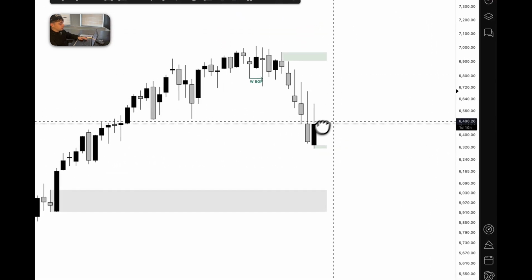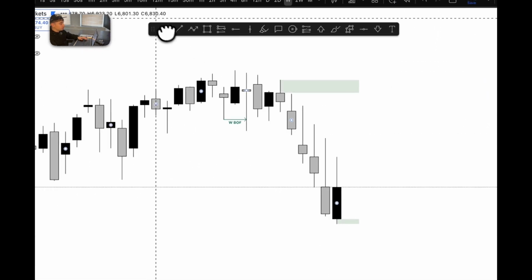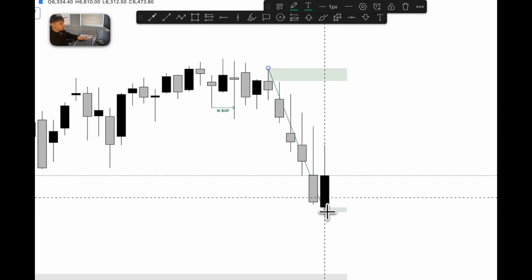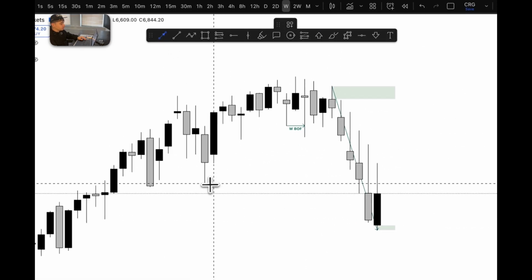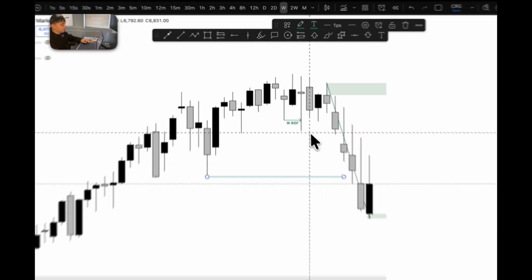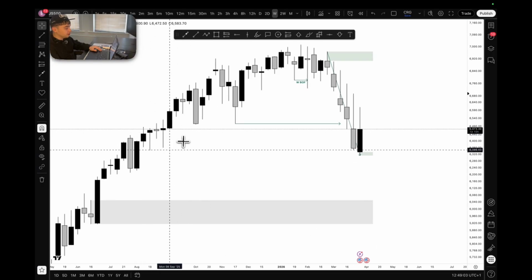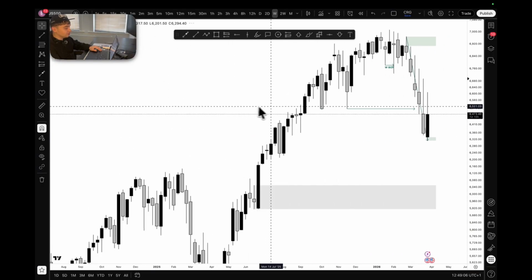So weekly, we're trading within this leg here. This is your dominant bearish leg. And we've had multiple expansions, one here, one up here. I'm not going to mark it out. And we're something within here that doesn't really have any relevance.